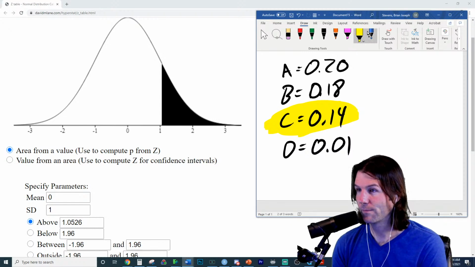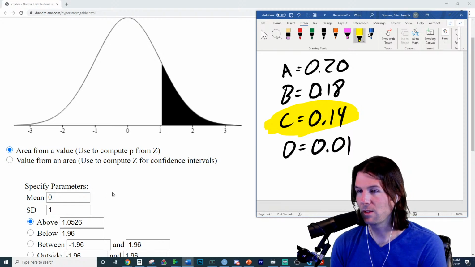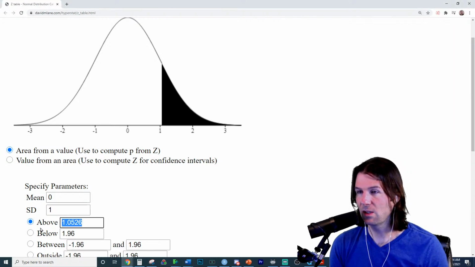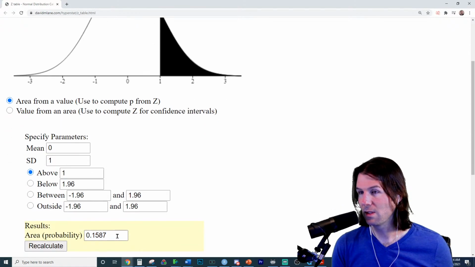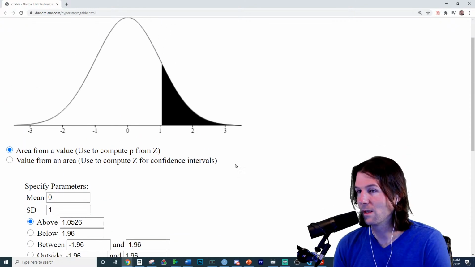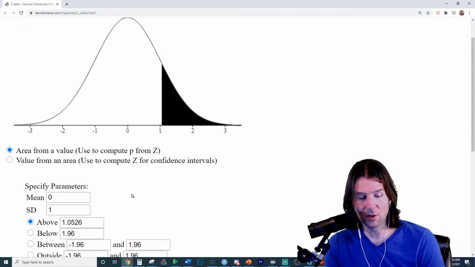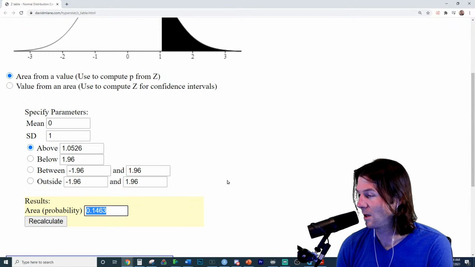And why? Because above 1 is how much? How much area is above 1? Above a z-score of 1 is 16%. So if this is 16%, then how much has to be below 1? Less than 16. Does that make sense? Or how much has to be there now? So there's less than 16%. If you look right here, does that make sense?